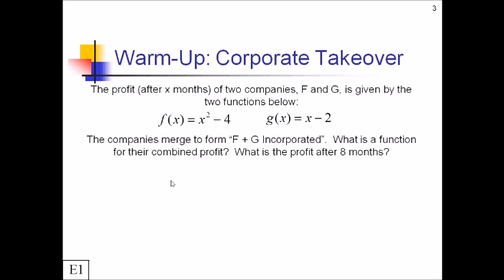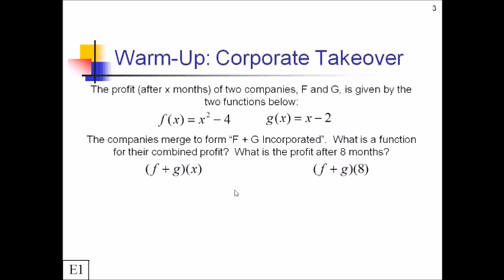So the first question we could phrase by writing it like this. We could say (f plus g)(x). And the second question, what's their profit going to be after 8 months, we could write as follows. (f plus g)(8). So this is kind of like function notation, only we're not dealing with just a single function anymore. So pause the video and take a sec to see if you can figure out what you need to do in each of these two cases.